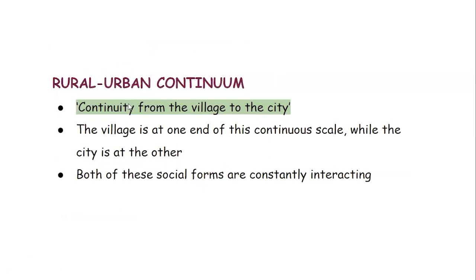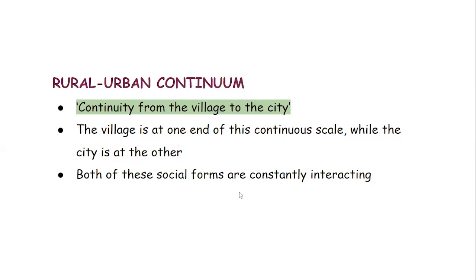The term rural-urban continuum refers to the continuity from the village to the city. So it basically means a progression from village to city. That's what the rural-urban continuum is. It can be considered a continuous scale, and the village is at one end of this scale while the city is at the other end.